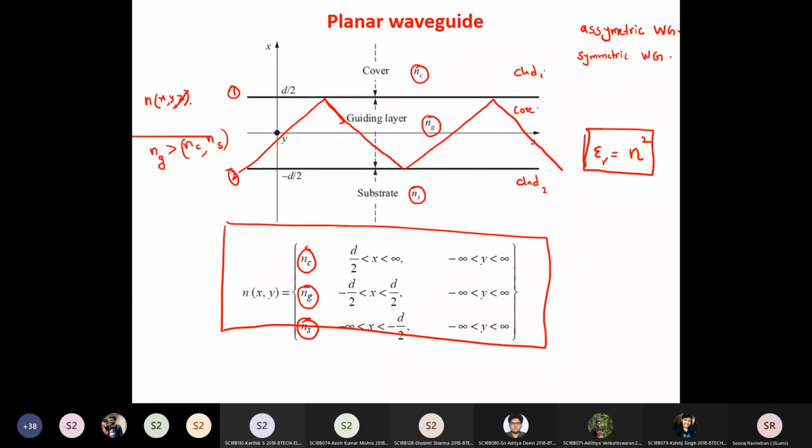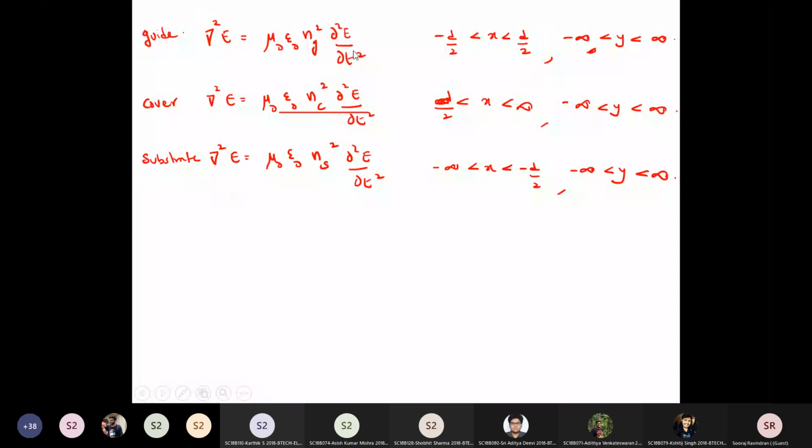So now our job is to solve these three wave equations with the appropriate boundary conditions, and we would do that in our next class.